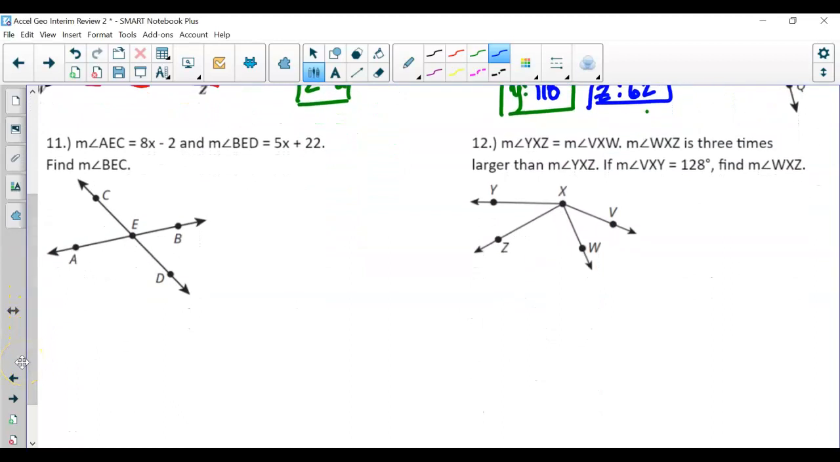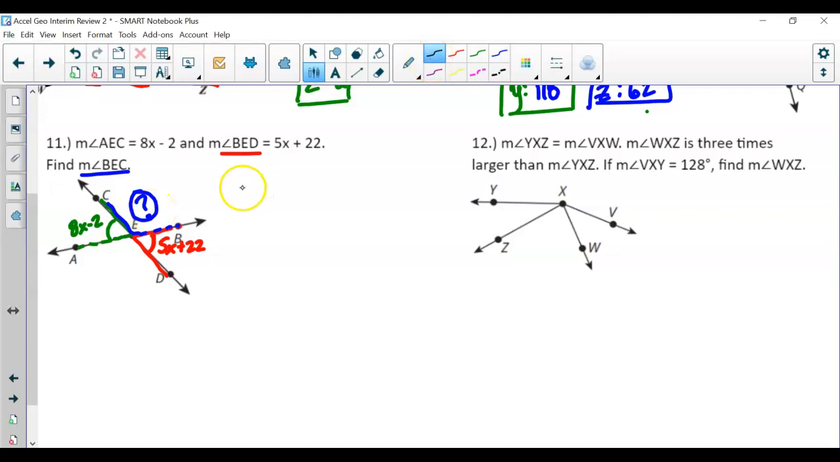So now number 11. Here, we're again looking at a vertical angle situation, but let's label angle AEC. So AEC, this angle here, 8x minus 2. Then angle BED, this angle here, 5x plus 22. We are looking for the measure of angle BEC. So we're looking for this angle here. So notice we do have vertical, but then the angle we're looking for is neither one. We're looking for the linear pair, the supplementary.